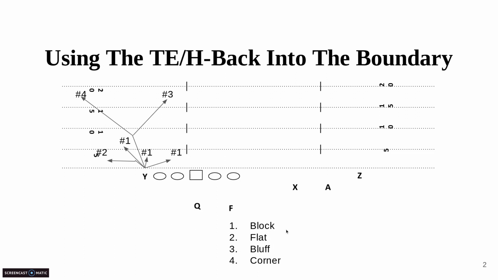So there are four things we're going to do with a tight end into the boundary. We're going to use him as a blocker. We're going to put him into the flat route as a receiver. We're going to bluff him. All right, we're going to bluff a block and then get into a pass route. Some people call these pops. And then we're going to run him on a corner. So it's similar to a bluff, but instead of running behind a safety like a bluff is, we're going to go to the corner. So let's talk about each one.